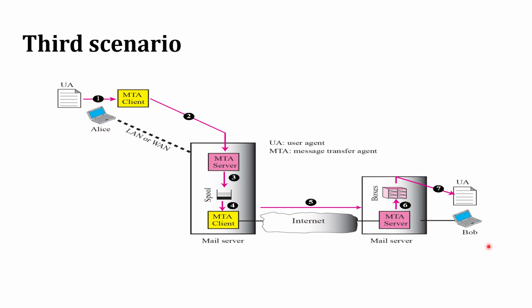Upon arrival, the system at Bob's site stores the messages in his mailbox, making them ready for retrieval via his user agent. This scenario demonstrates the end-to-end message transfer using MTAs, ensuring messages are reliably delivered across networks from sender to receiver.